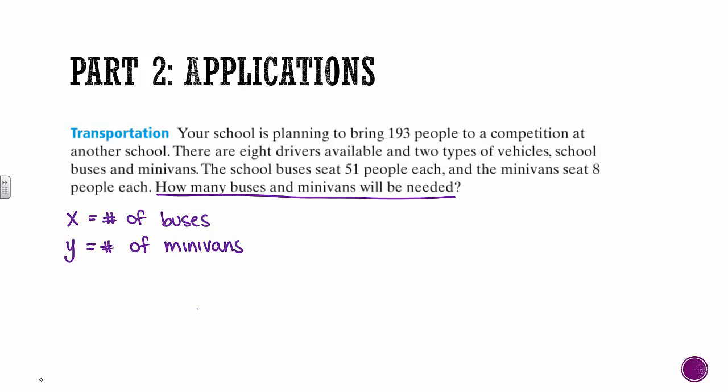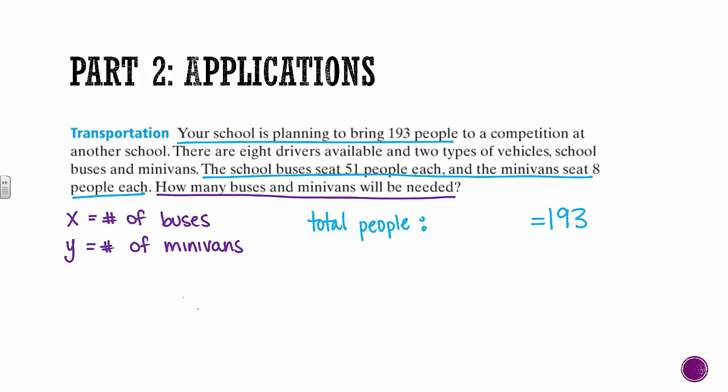And now with this information, we should be able to come up with two different equations. So the first equation talks about the total number of people going. So we want to bring 193 people, and this is how many people get seated in each vehicle. So we somehow want to end up totaling 193 people.